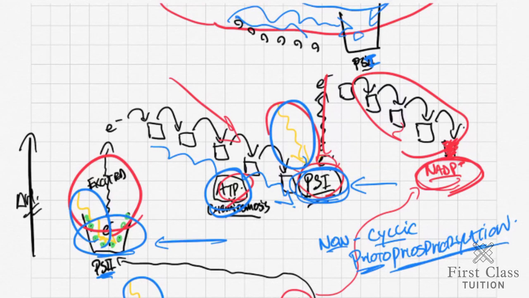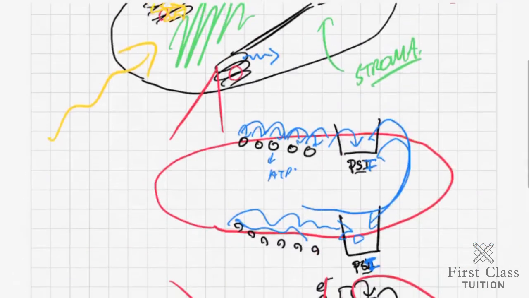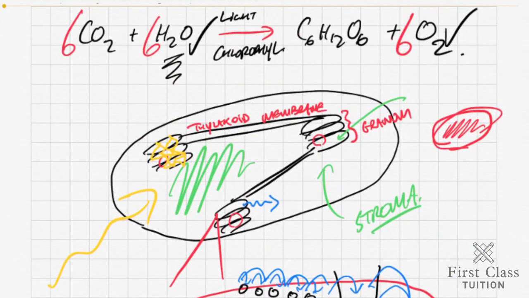So it's non-cyclic photophosphorylation. Now those products that have been made within the thylakoid membranes, within the granum, are going to go from this area into the stroma, where the light independent reaction is going to take place.